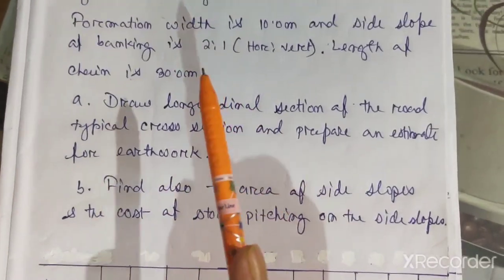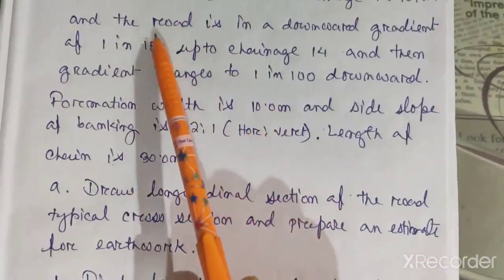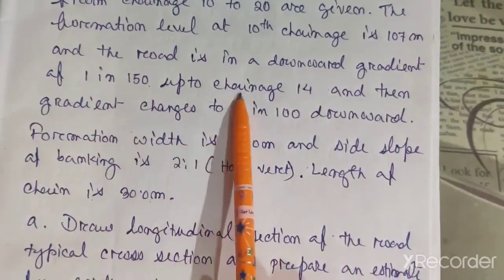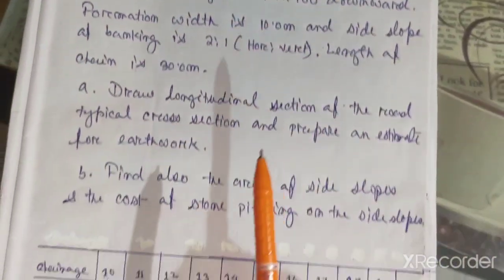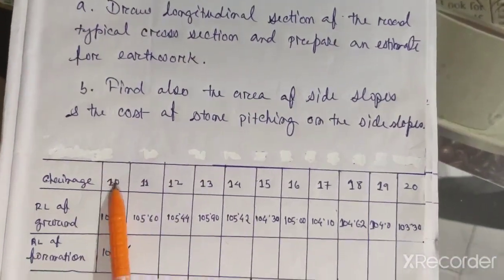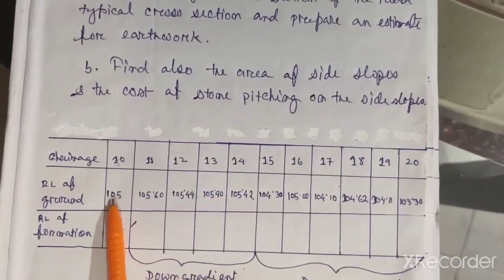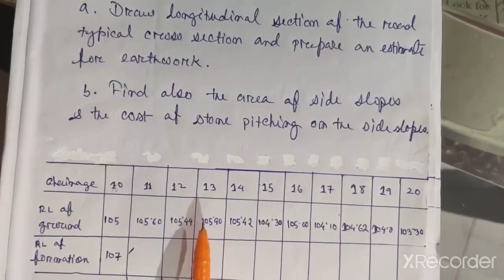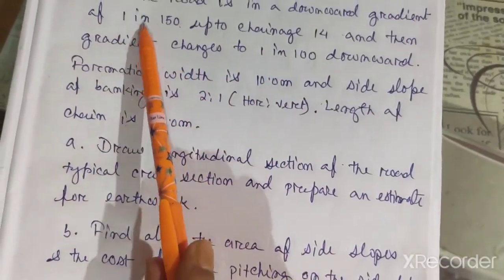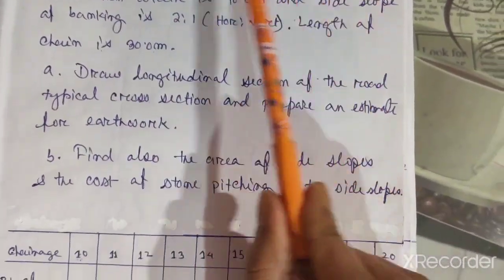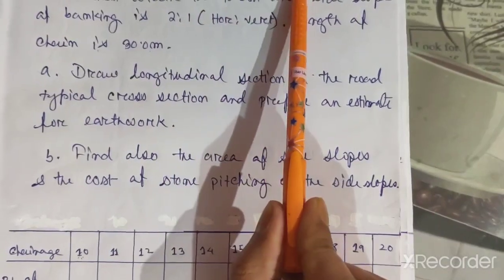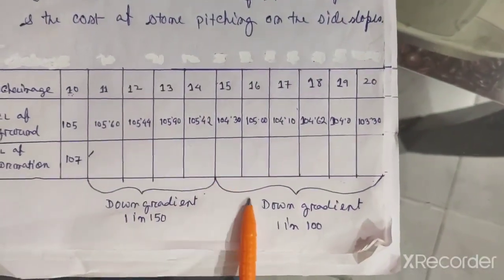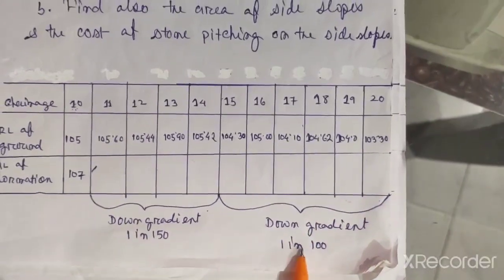And what else is mentioned in the question? The road is in a downward gradient of 1:50 up to chain 14. That means from chain 10 to chain 14, it's in a downward gradient of 1:50, and then the gradient changes to 1:100 from chain 14. That means from chain 14, the downward gradient changes to 1:100.